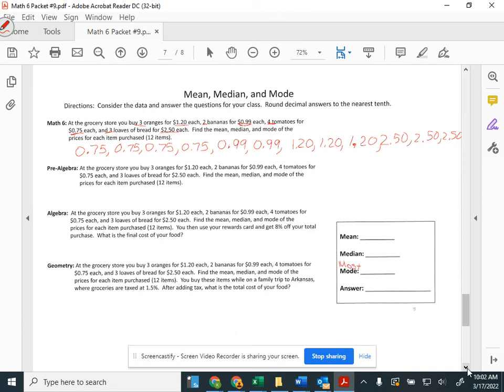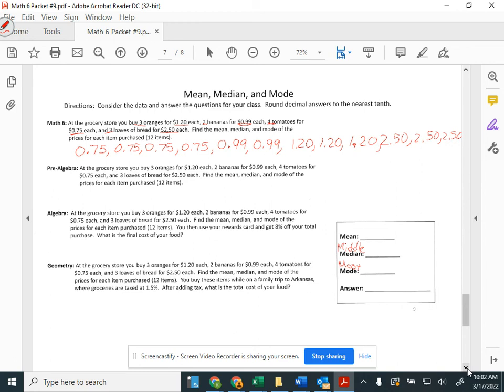Median means what? What does the median mean? Gregory? Middle. Remember, when we have an even number, there are going to be 2 numbers in the middle. Do I put both numbers for the median? What do I do, Will? Don't you add them and divide them? I have to find the mean between those 2. So I add the 2 middle numbers together and I divide it by 2.